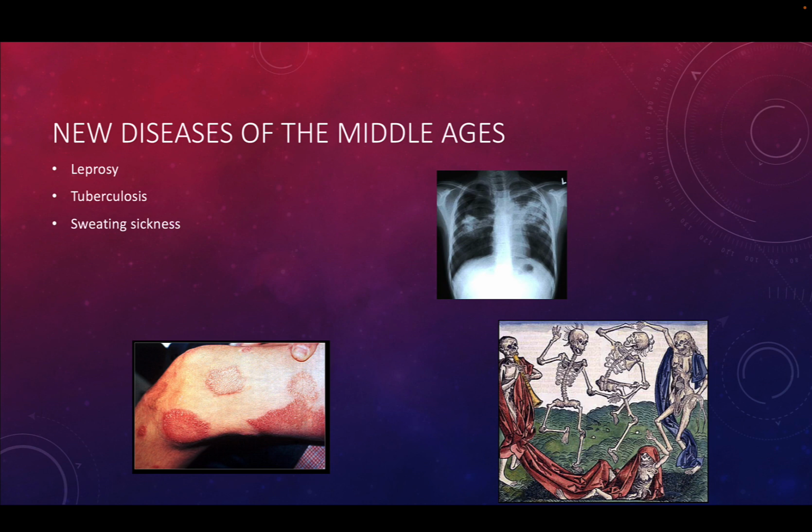Tuberculosis also got more common because it has to be transmitted by inhaling the bacteria that's being coughed out by someone else. And then there was another disease that they called sweating sickness. With sweating sickness, what they tended to have was high fever, a lot of sweating associated with that fever, and a relatively high mortality rate.